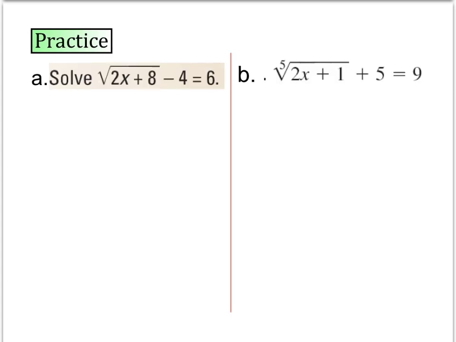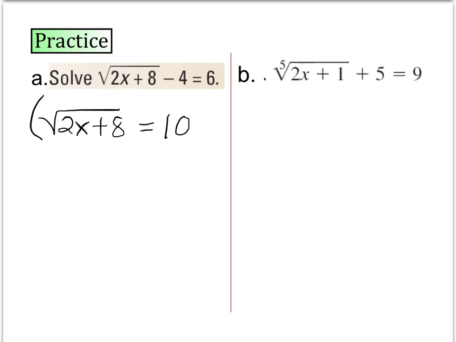On these examples, we're going to have a variable and a constant under the radical symbol. So we have to keep those intact as we try to isolate x. So we have this minus 4 here that we want to get rid of on the left side. So we add 4 to both sides. So we have the square root of 2x plus 8 equals 10.